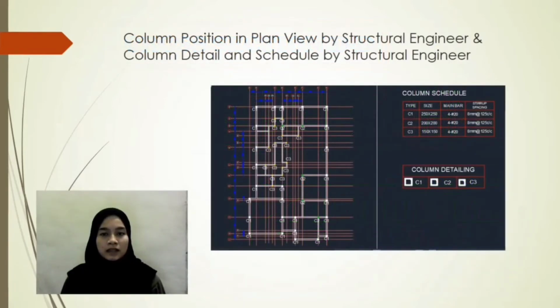Okay, to mark the column, I saw where the beams meet with the other beams on the floor plan. But not every place needs to be marked with a column, because if the columns are located too close, this will make it difficult for the contractor to make the pad footing. The column sizes used are 250 times 250, 200 times 200, and 150 times 150.